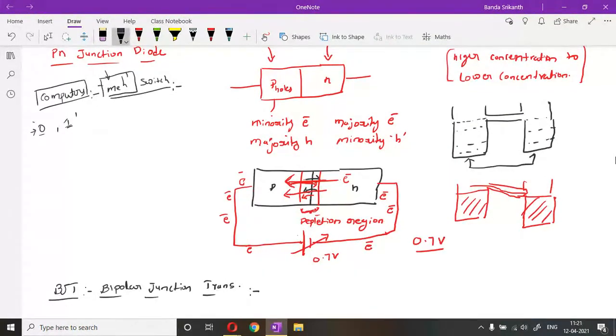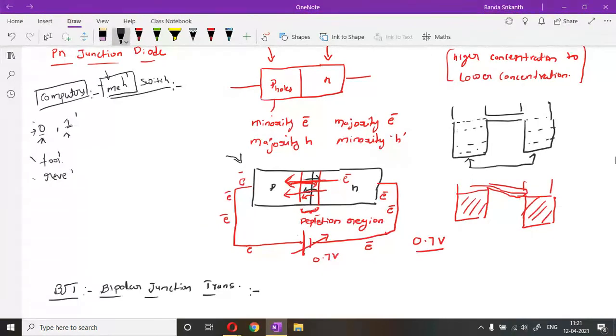So then a device was developed, that is the PN junction diode. This PN junction diode you can use mainly for on and off. How can you turn on this switch? By applying forward bias, is it not? How can you turn off this switch? By applying reverse bias.